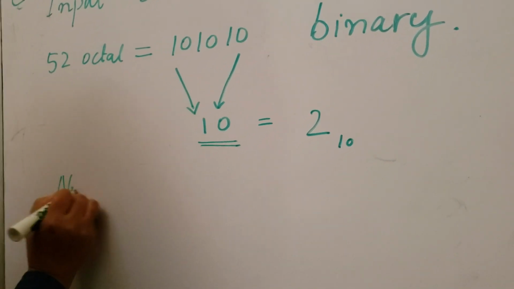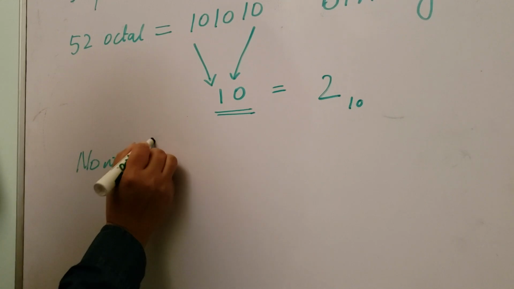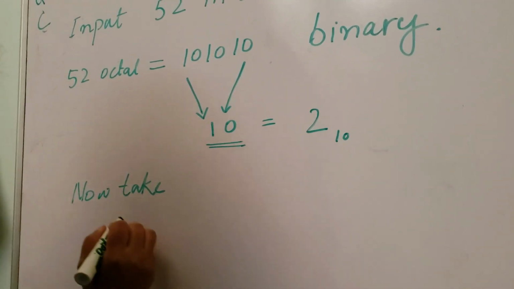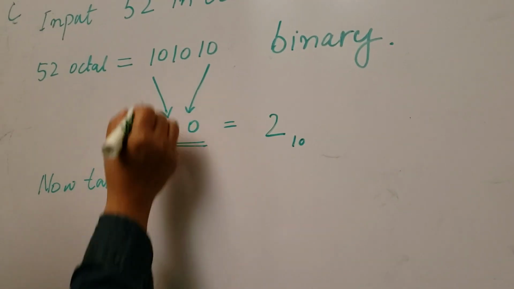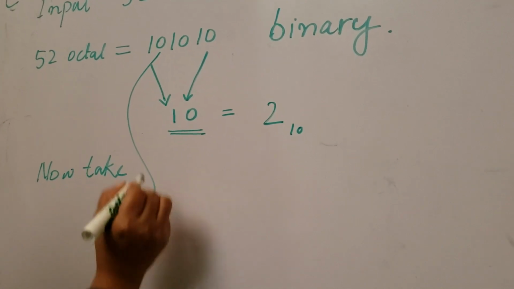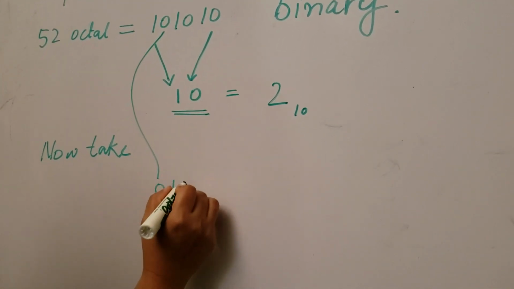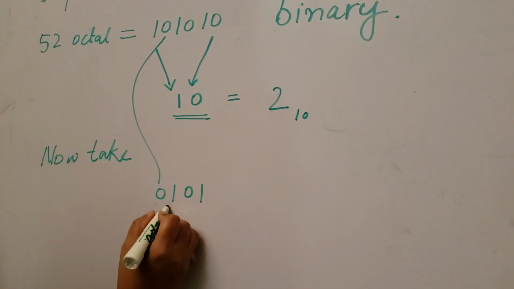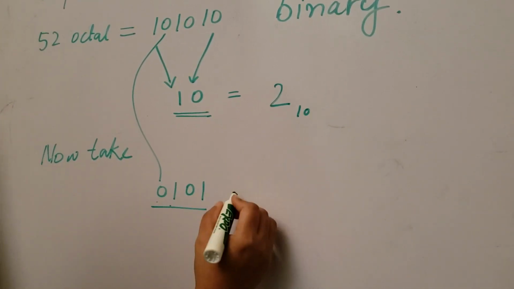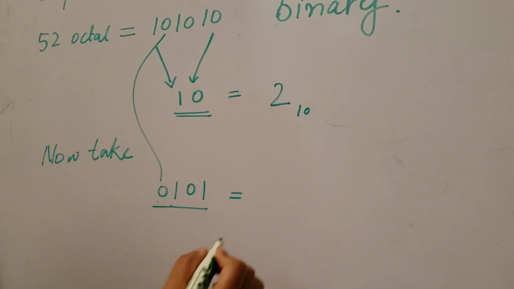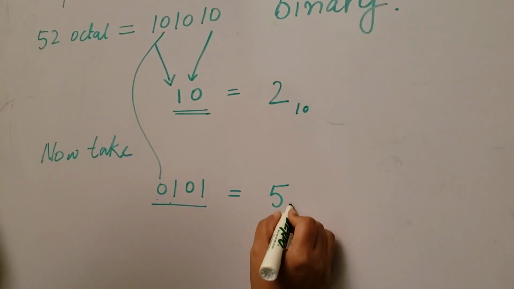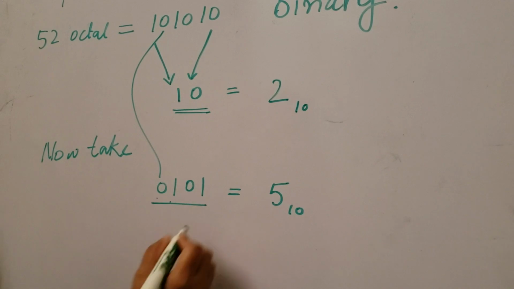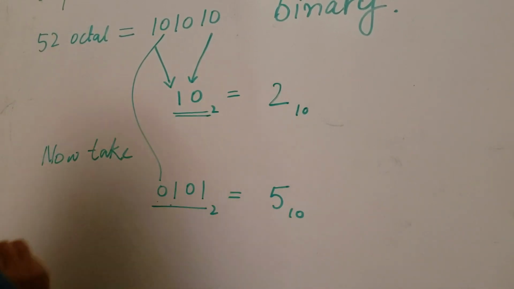Now take the remaining bits 0101. Let's convert into decimal again, which is 5 in decimal number system. This binary number system.